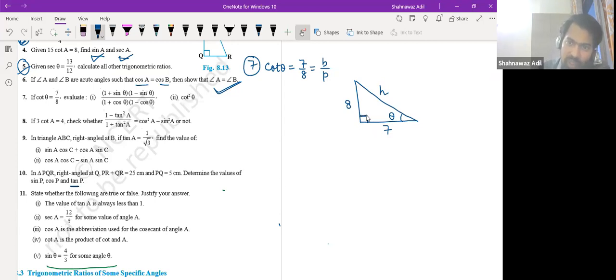So what would be the hypotenuse? Please calculate and tell me what would be the hypotenuse.